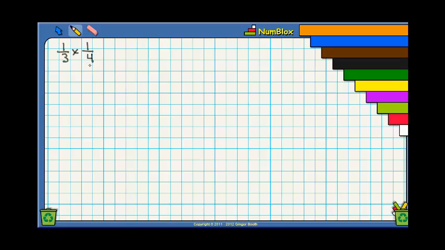So I could rewrite this as 1/4 times 1/3, reverse the order, and that shouldn't be a problem. Of course, we know it's not. So let's go ahead with this guy right here and discuss how we're going to approach that.